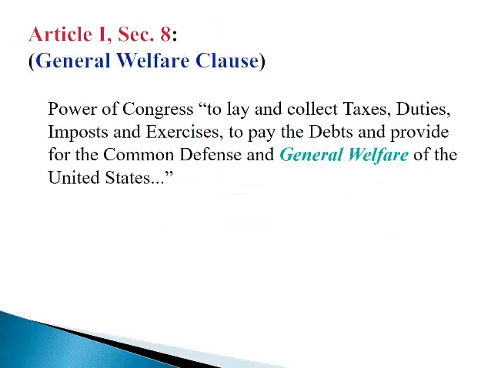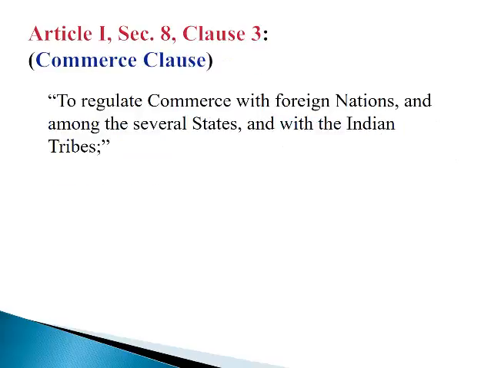Article 1, Section 8. We're jumping back to the federal Constitution here. The power of Congress to lay and collect taxes, duties, imposts, and excises to pay the debts and provide for the common defense and general welfare of the United States. One more example here from the federal constitution: to regulate commerce with foreign nations and among the several states and with the Indian tribes.